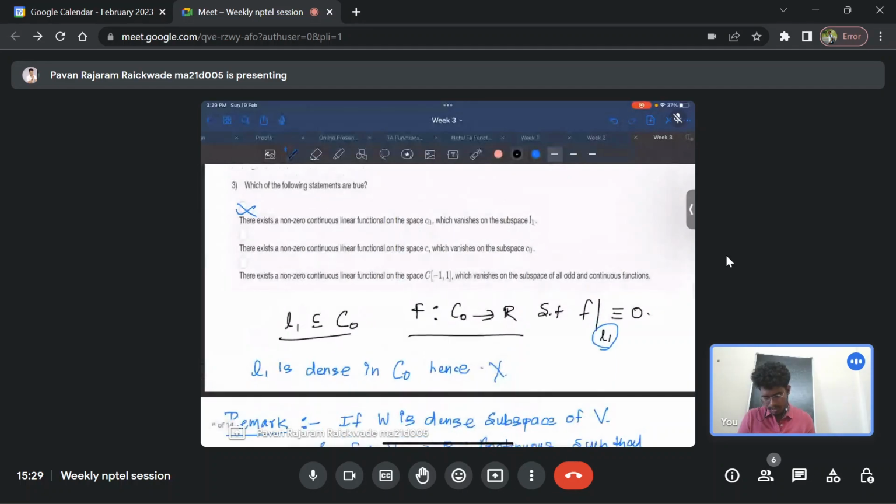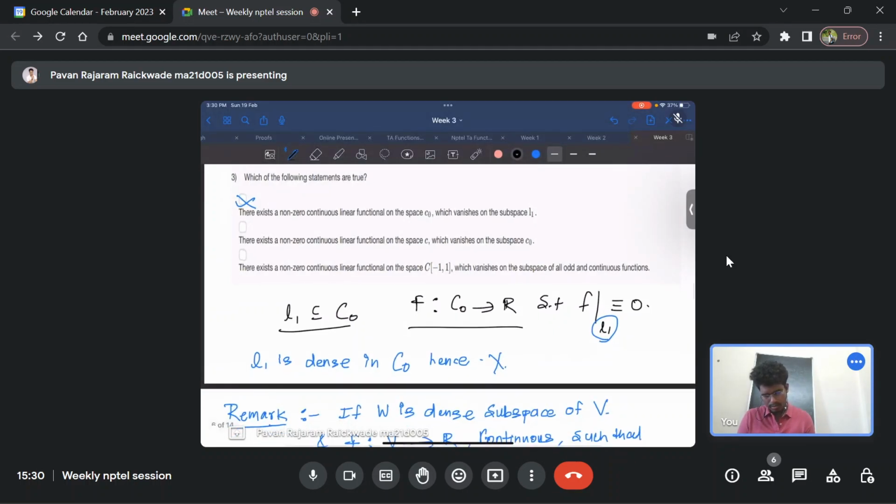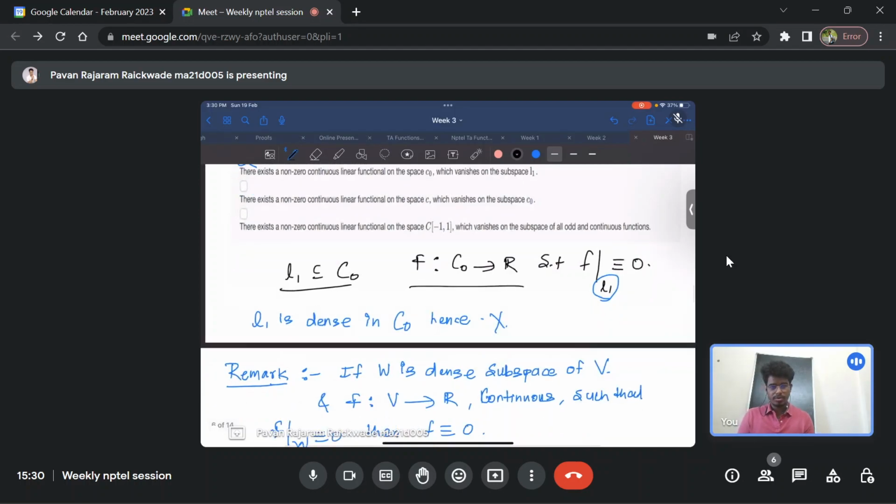Option number 2: there exists a non-zero continuous linear functional on the space C, which vanishes on the subspace C0. A note about notation: this C0 is basically the set of all sequences converging to 0, and C is the set of all convergent sequences.